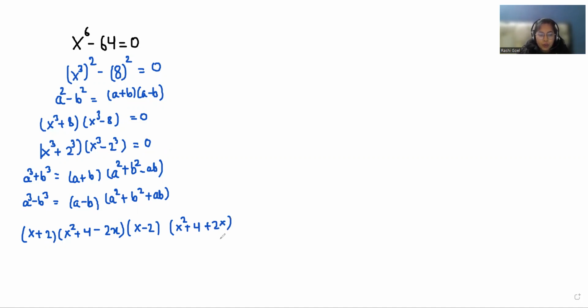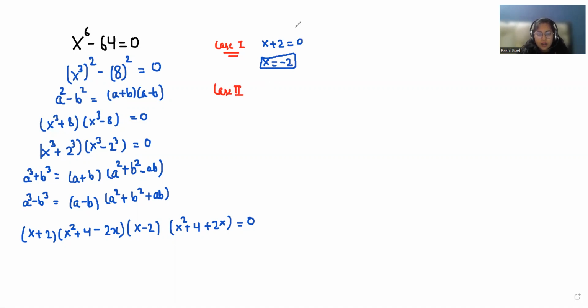So we have these 4 factors, and the product is equal to 0. So we have 4 cases. Case 1, when x plus 2 is equal to 0, so x is equal to minus 2.